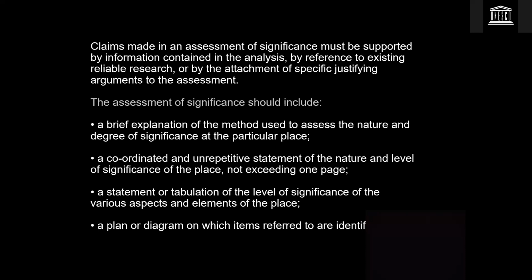When we write an HIA, the assessment of significance should be clearly understood by all stakeholders. If it is not about a world heritage or a national heritage or a heritage on a list, then it could be useful to include some of the information in these bullet points. A brief explanation on how we came to the degree of significance understood, a succinct statement on the significance of the place, a statement or a tabulation of the various elements of the place, and a plan or a diagram where these elements are identified.